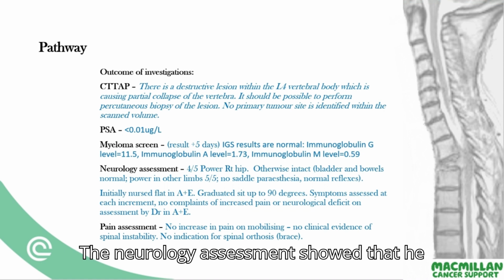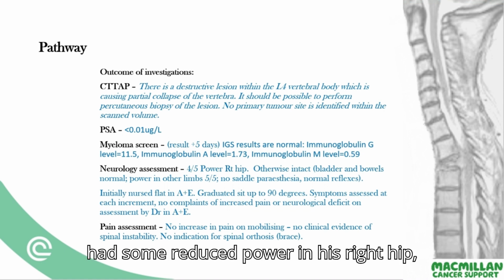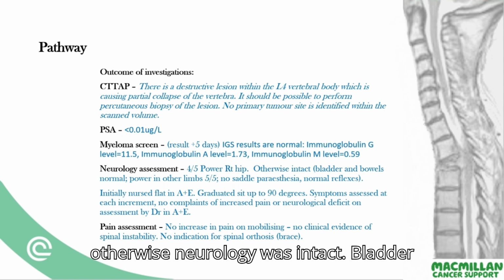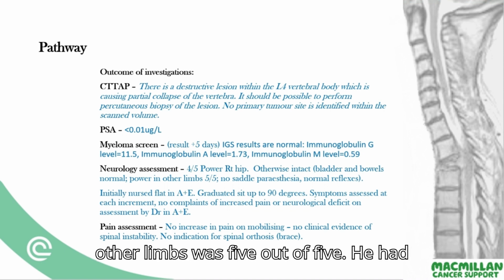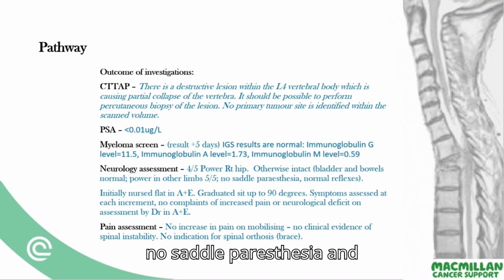The neurology assessment showed that he had some reduced power in his right hip, otherwise neurology was intact. Bladder and bowel function was normal. Power in other limbs was 5 out of 5. He had no saddle paraesthesia, and reflexes were present.